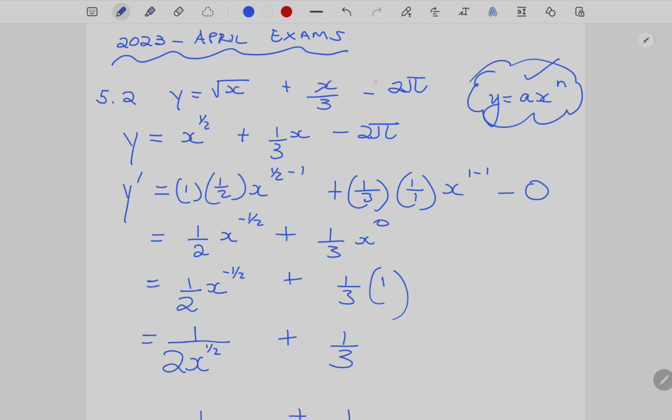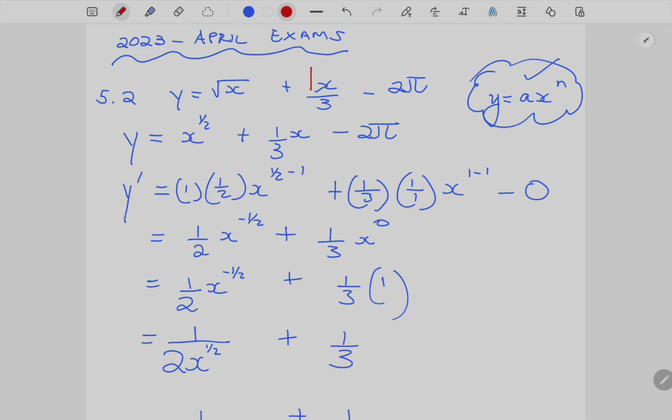For us to differentiate this function, we must rewrite each term into the standard form y is equal to ax to the power of n. The square root of x can be rewritten as x to the power half. The x over 3 can be written as 1 over 3 x. Remember, the coefficient of x, if it's not written, is the same as 1. So we've got 1 over 3 x minus 2 pi. Now we can differentiate.